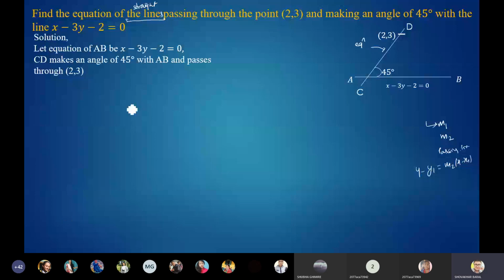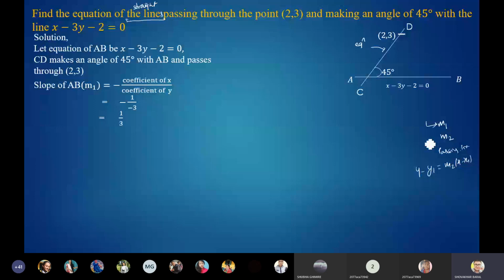So let's find the value of m1. Slope of AB, m1, equals minus coefficient of x divided by coefficient of y. Once you understand this, then m1, m2, the passing point, and describing them is always the same. The coefficient of x is 1 and the coefficient of y is −3. So −1 by −3; minus and minus cancel, so it will be 1/3. We got the value of m1: m1 = 1/3.